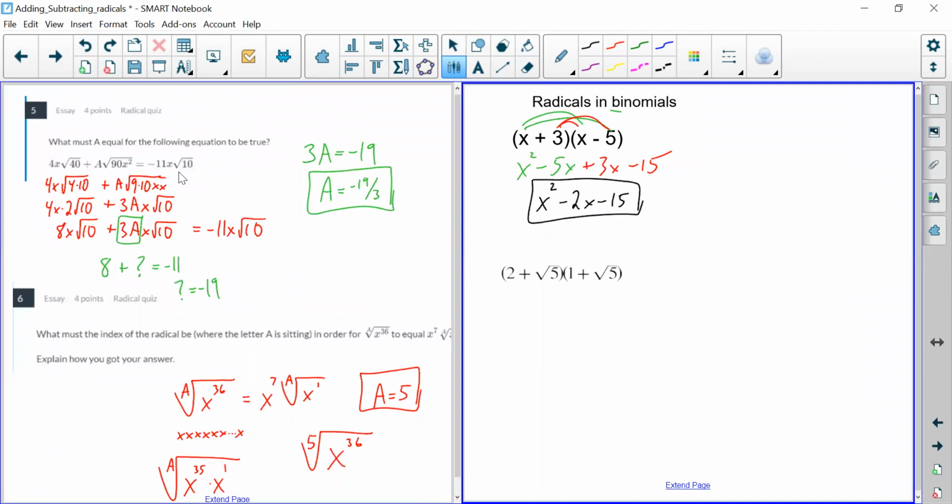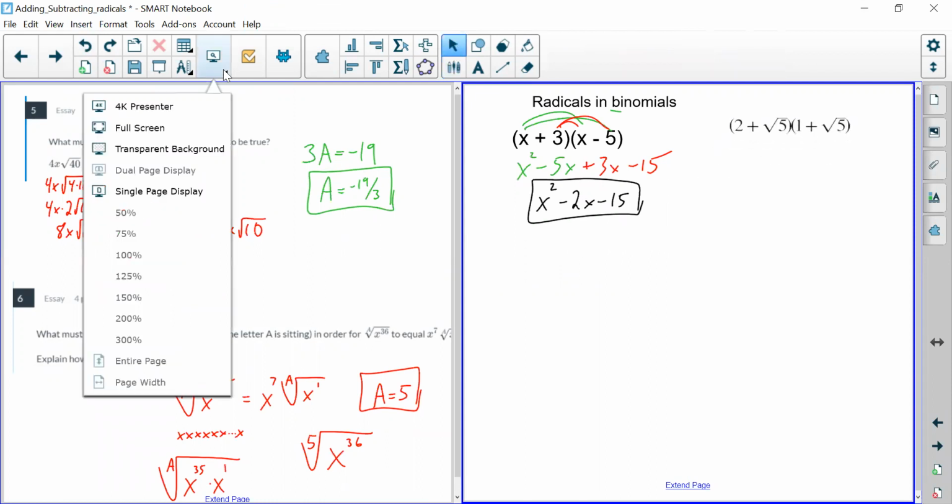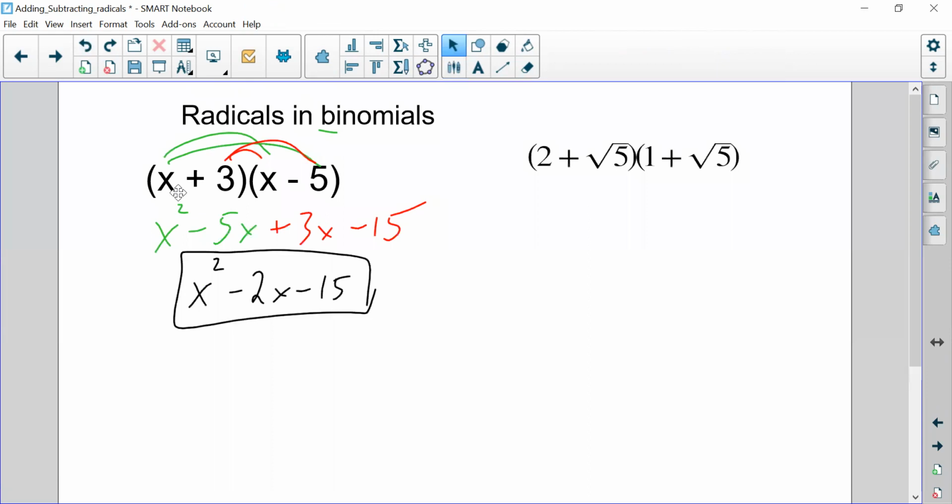The same logic. You're going to double distribute is the word. FOIL is fine, but you're going to distribute that 2. You're going to distribute the rad 5. So let's start with the 2. I'll do green again to stay consistent. So 2 times 1 is 2.